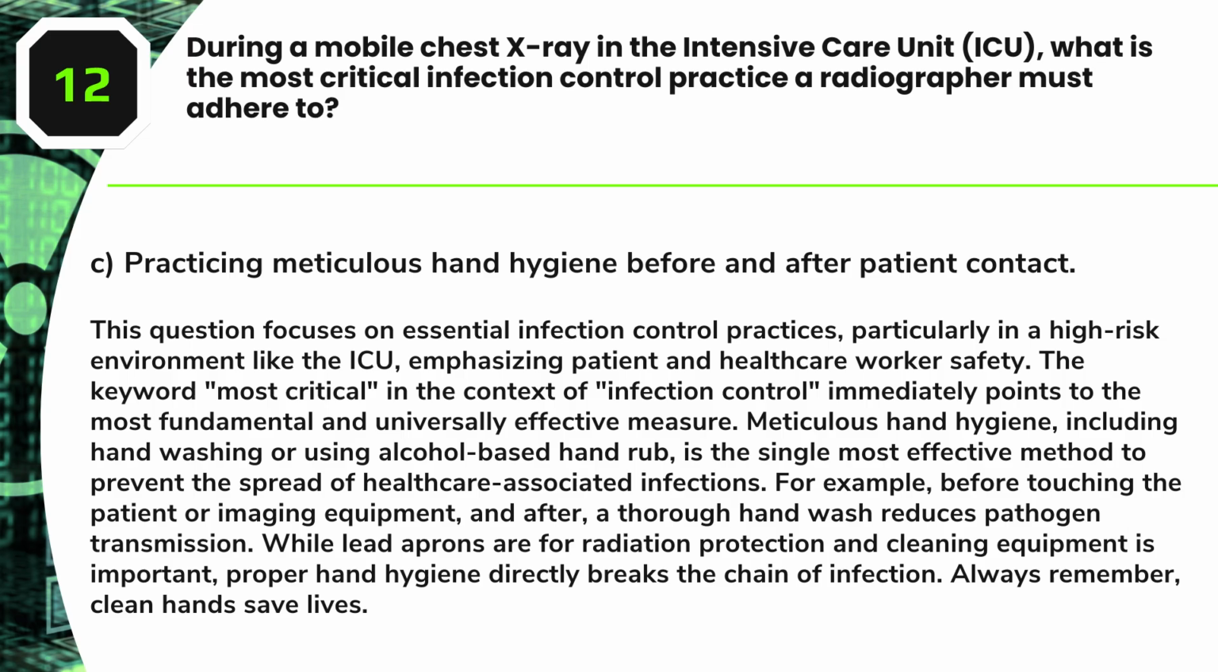Answer: C. Practicing meticulous hand hygiene before and after patient contact. This question focuses on essential infection control practices, particularly in a high-risk environment like the ICU, emphasizing patient and healthcare worker safety. The keyword "most critical" in the context of infection control immediately points to the most fundamental and universally effective measure. Meticulous hand hygiene, including hand washing or using alcohol-based hand rub, is the single most effective method to prevent the spread of healthcare-associated infections.